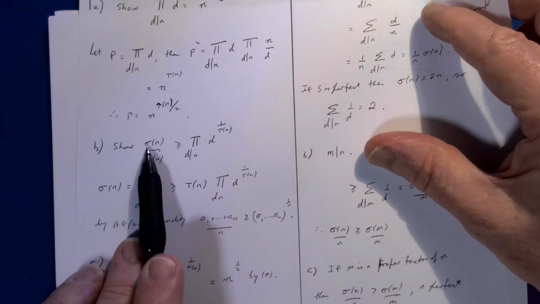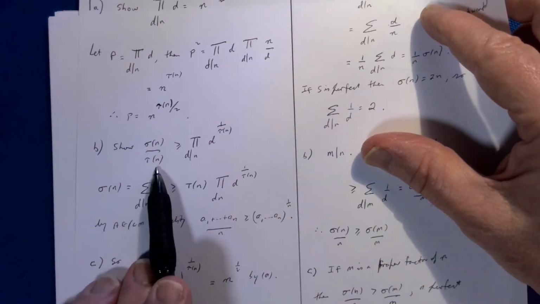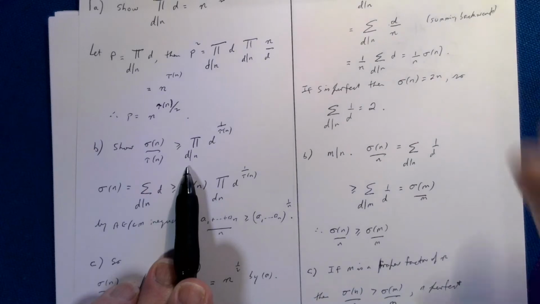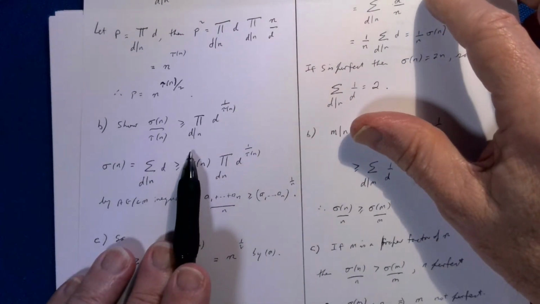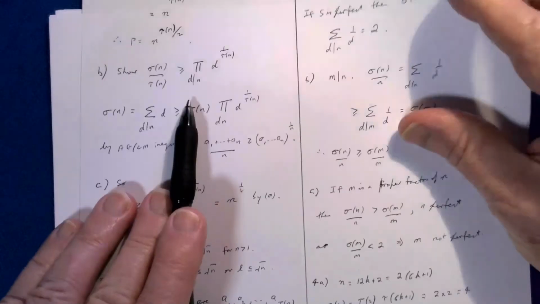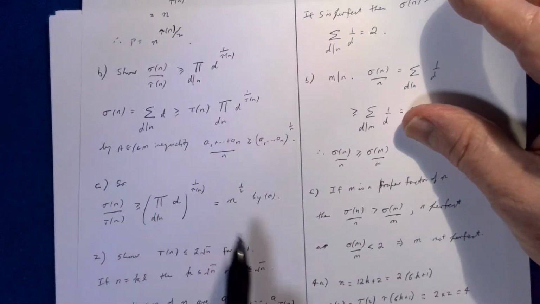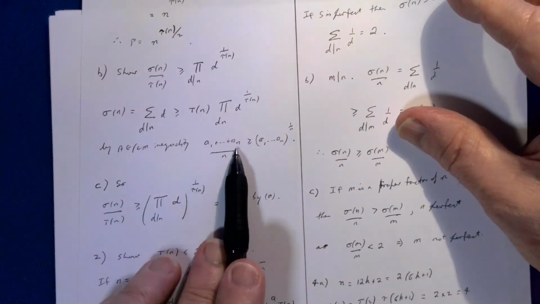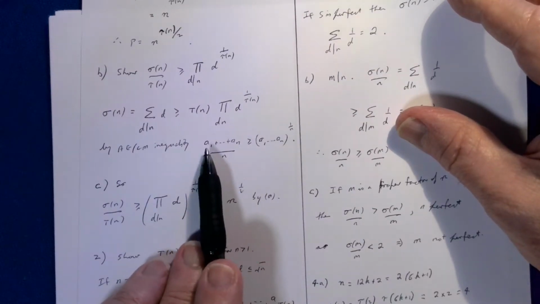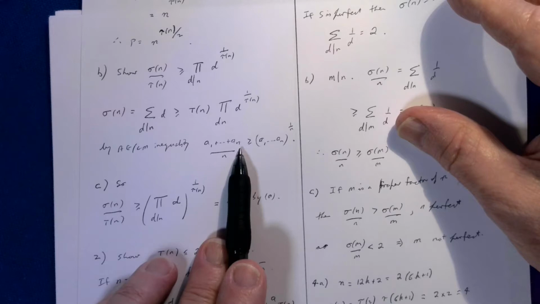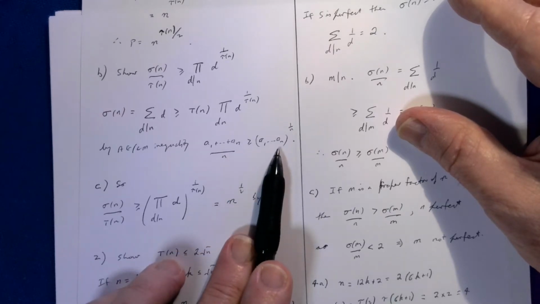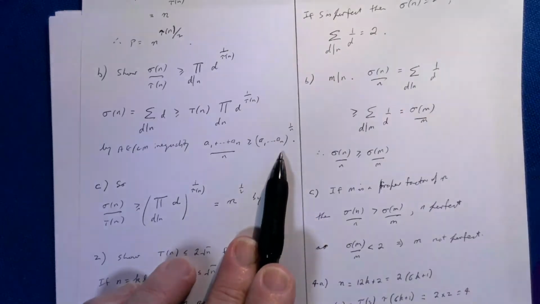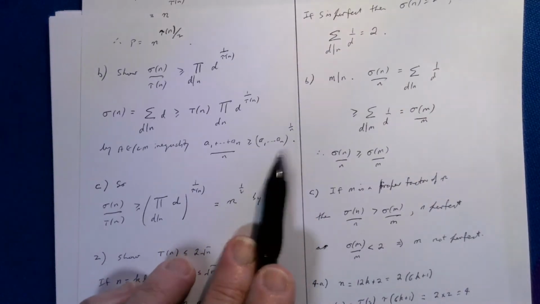The second part was to show that the quotient of σ(n) on τ(n) is at least this product. And it says use the arithmetic-geometric inequality, which simply says this, that if the a_i are all positive, then if you take the average of these n positive numbers, it's bigger or equal to the geometric mean, that is, the product of them to the power 1 over n.